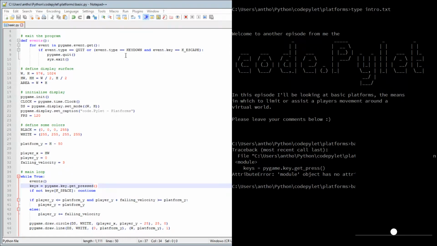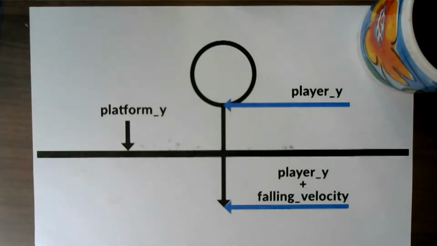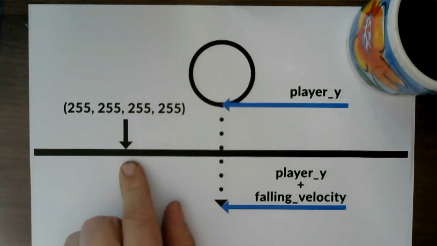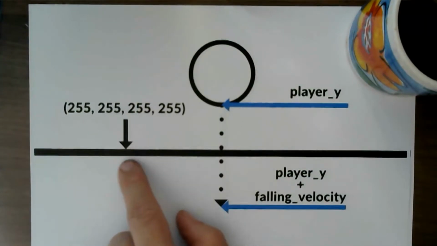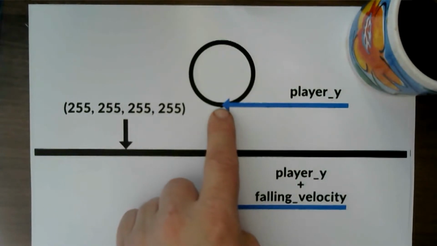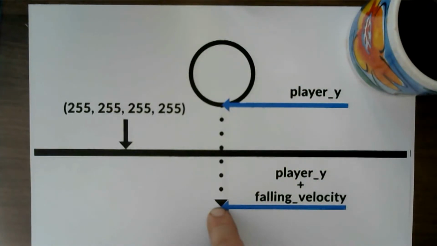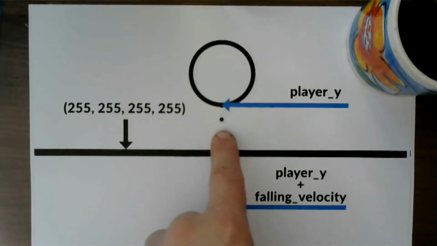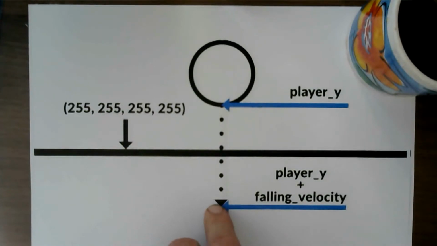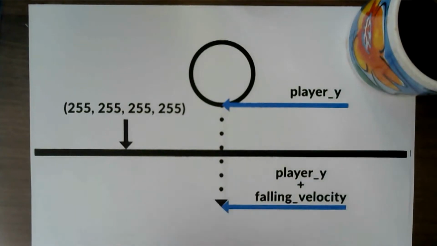Now then, the next one, just close that. The next one we're going to be looking at is using the color collision. This is where we define a display surface and draw a line to it, and then we sample between player y and player y plus falling velocity. Each pixel between those two values we sample, and if it is white then it's a hit, and if it's black then obviously we keep falling.